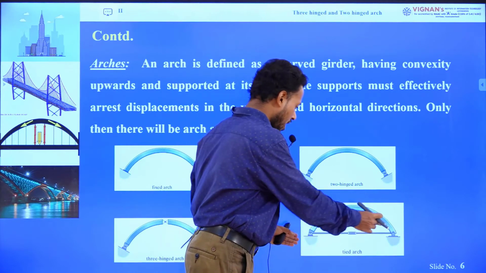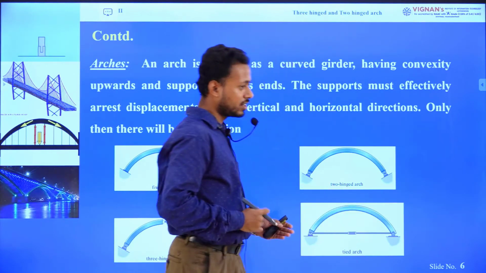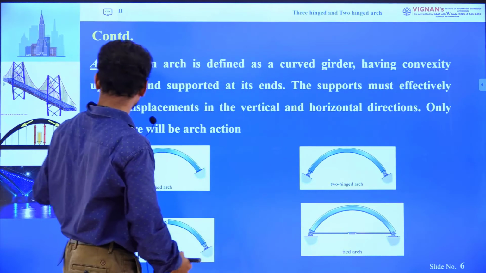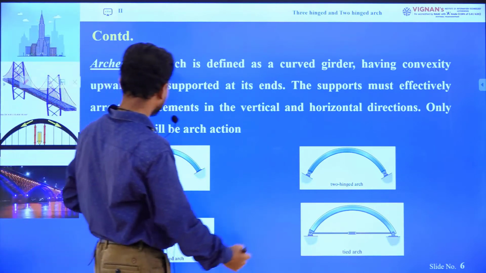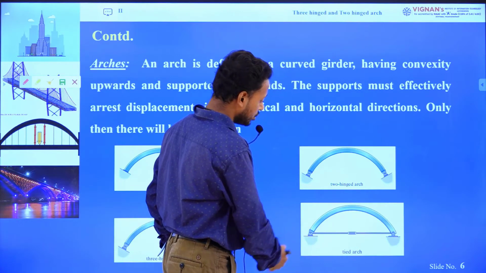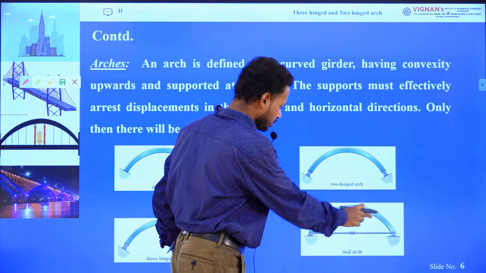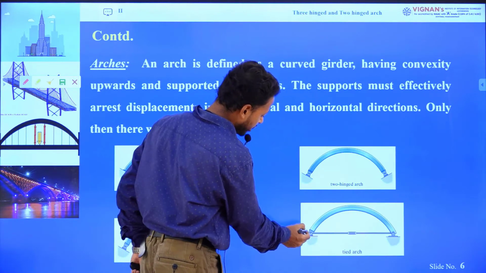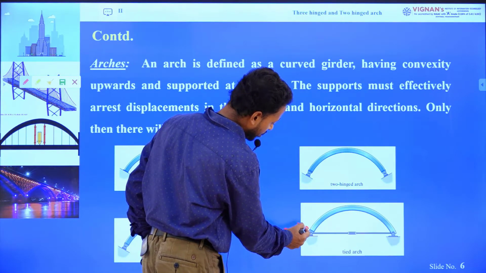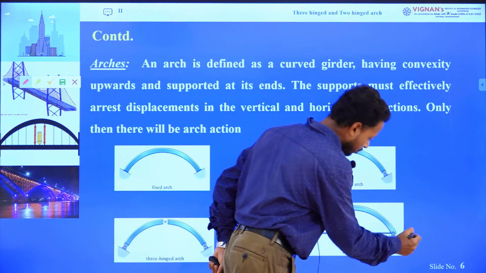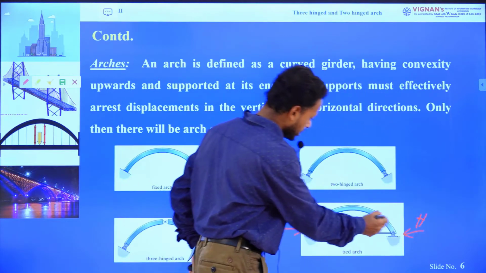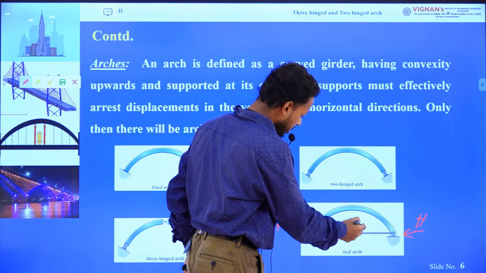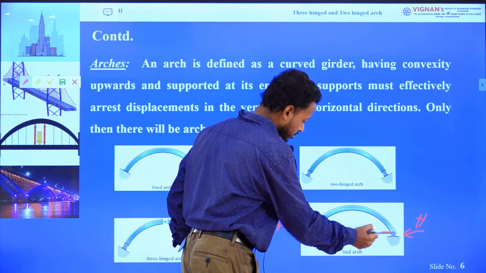The supports of the tied arch are connected with a tie member, so the horizontal thrust is acting in this direction. The tied arch has two supports at both ends, and the ends are connected with a tie member. Whatever it is subjected to, the horizontal thrust at both ends will be counteracted by each other through this tie member.